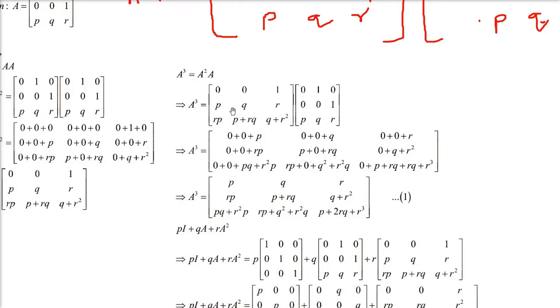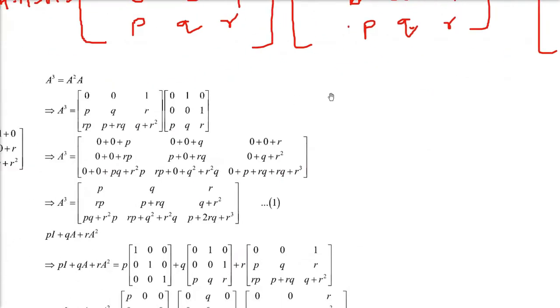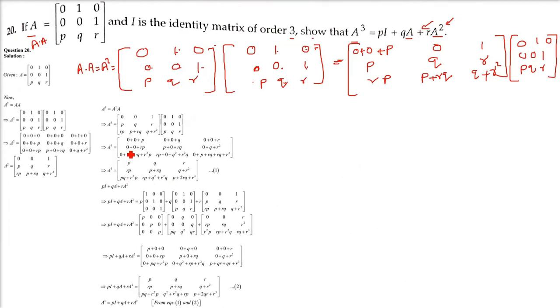You know, row with column: first row with all the 3 columns, then increase the row numbers, and that is how you do it. Let me write the final values. A cube is like this. So P, RP, PQR, RP, P plus RQ, Q plus R square, PQ plus R square, P, RP plus Q square plus R square, P, R square Q, and P plus 2RQ and RQ. So let me write these values on the right hand side, so we'll try to show that it will come as A cube.